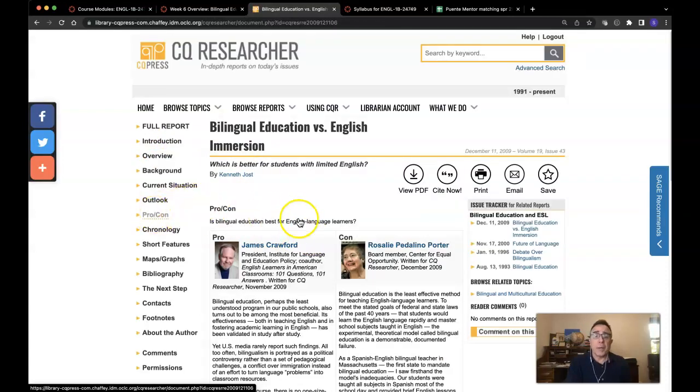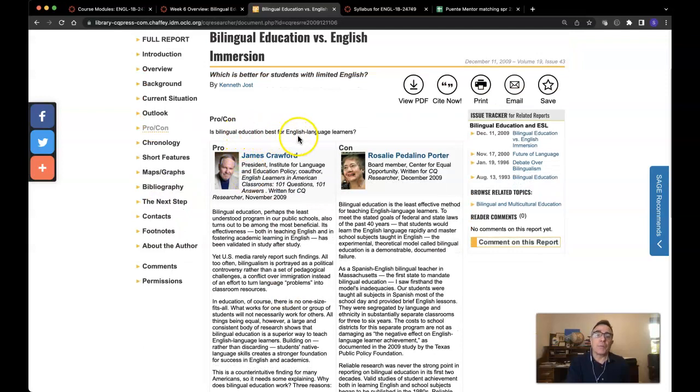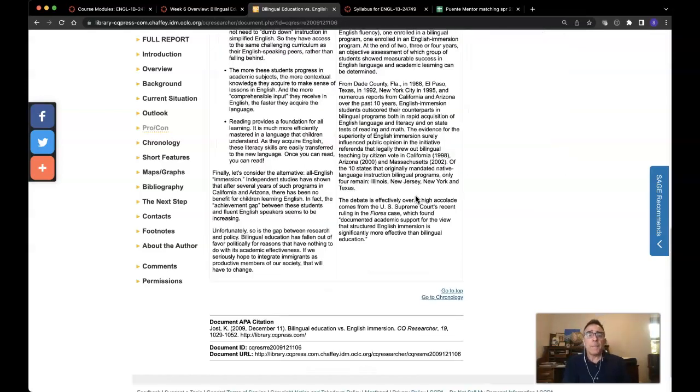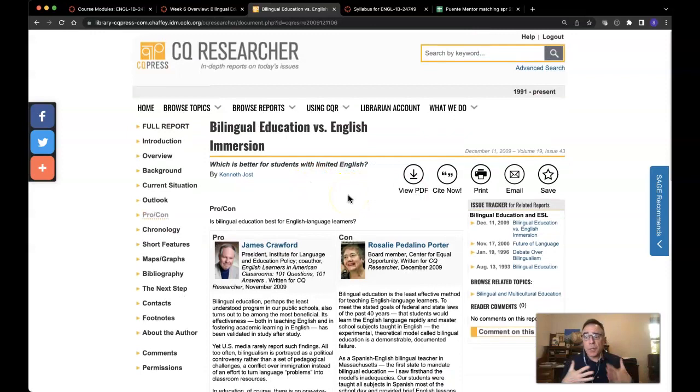And look, you can jump to it right here. Is bilingual education best for English language learners? And you can have somebody saying yes or pro and con or no. And again, there's a lot of push and pull. There's a lot of tug of war going on in this issue right now. And it really relates to how we move forward as a community, how we move forward as a state and a nation. No pressure though. I picked this subject because it does relate to certain Puente themes, but keep in mind the research that you do and the position that you take on it.